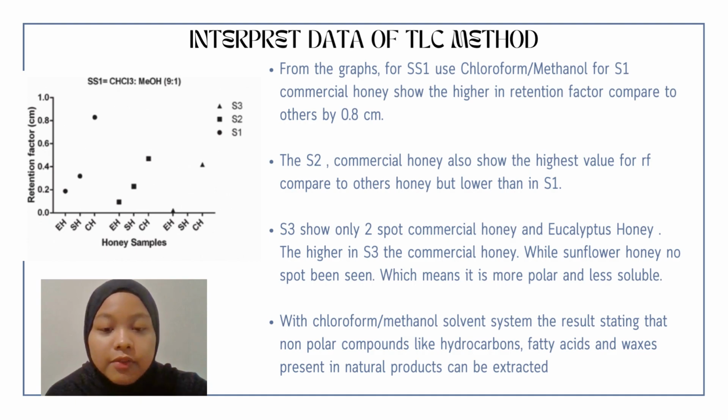So there are four graphs of three different spots. I will take part of solvent system 1 and solvent system 2. For solvent system 1, using chloroform and methanol, there are three replicates. Also, the result revealed that methanolic solvent is much better for separation of components than less polar or non-polar systems.